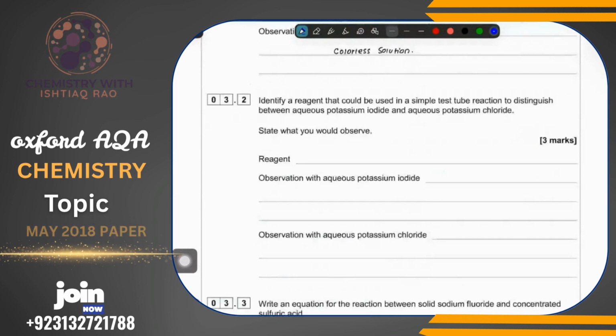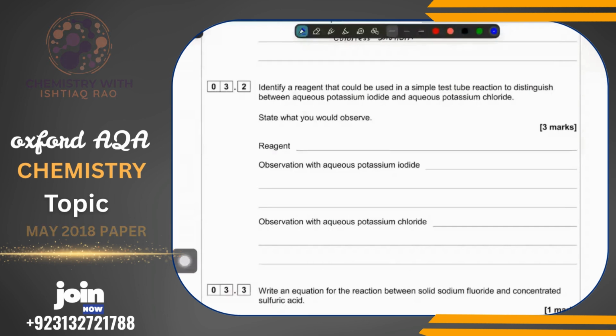Then they are asking to identify a reagent that could be used in a simple test tube reaction to distinguish between aqueous potassium iodide, that is KI, and aqueous potassium chloride, that is KCl. State what you would observe.